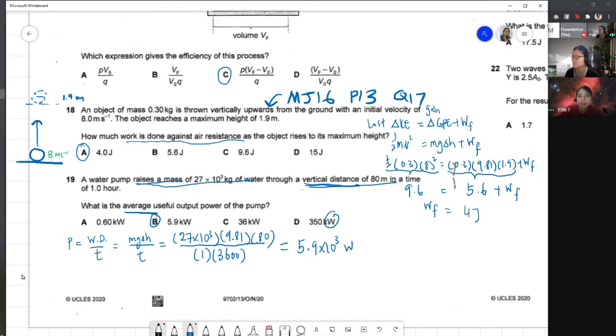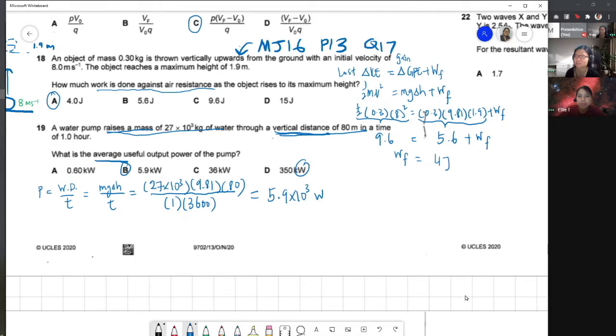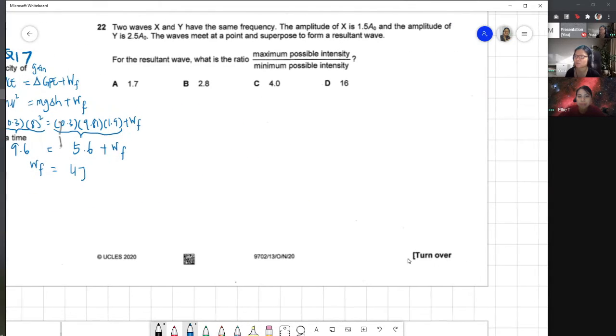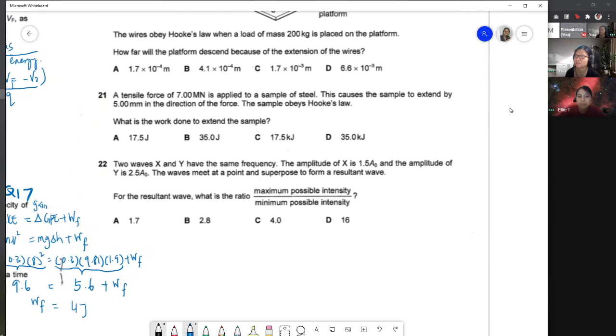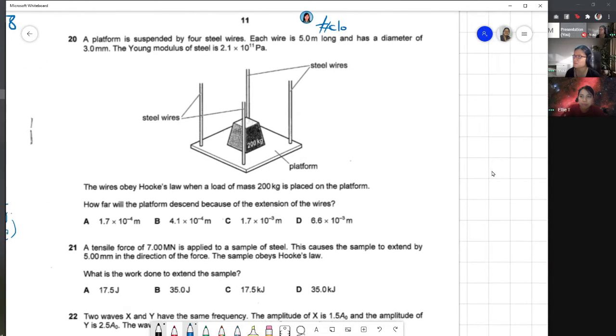Pretty straightforward. So whenever you see power, just think of what is the energy changing and how long did it take for that energy to change. The question should give you enough leeway. All right, 2 more before we get to waves.